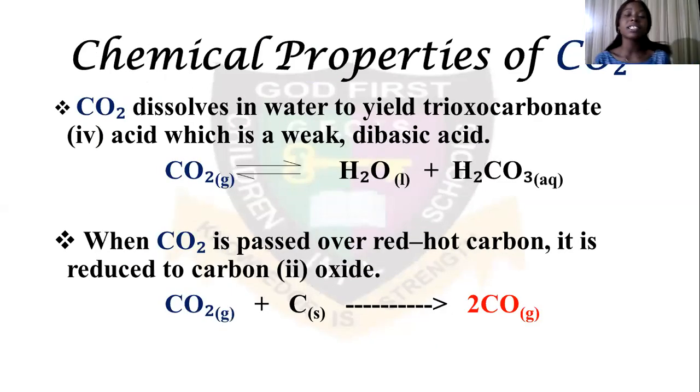Next, let's look at the chemical properties of carbon 4 oxide. Carbon 4 oxide dissolves in water to form trioxocarbonate 4 acid, which is a weak acid. I said something like that just now. So the dampness in that litmus paper is what reacts. What makes the litmus paper damp is water. So it reacts with the dissolving water to give you that.